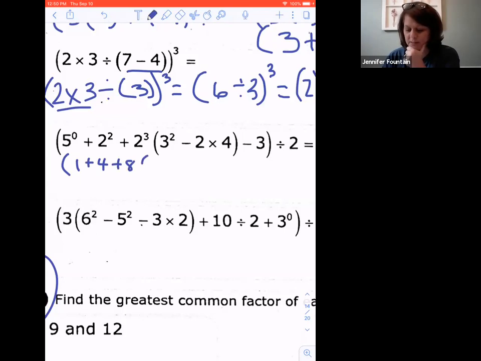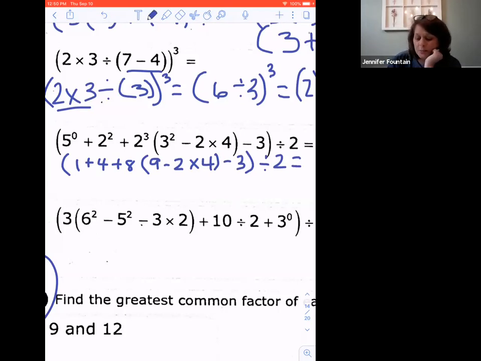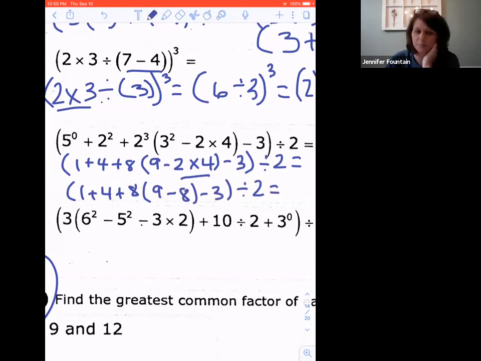So then we'll go in the parentheses, 3 squared, 3 times 3 is 9, minus 2 times 4, minus 3 divided by 2. All right, we've still got to work within these parentheses, and I have subtraction and multiplication. So I know I need to multiply first. So I've got 1 plus 4 plus 8 times 9 minus 8 minus 3 divided by 2.